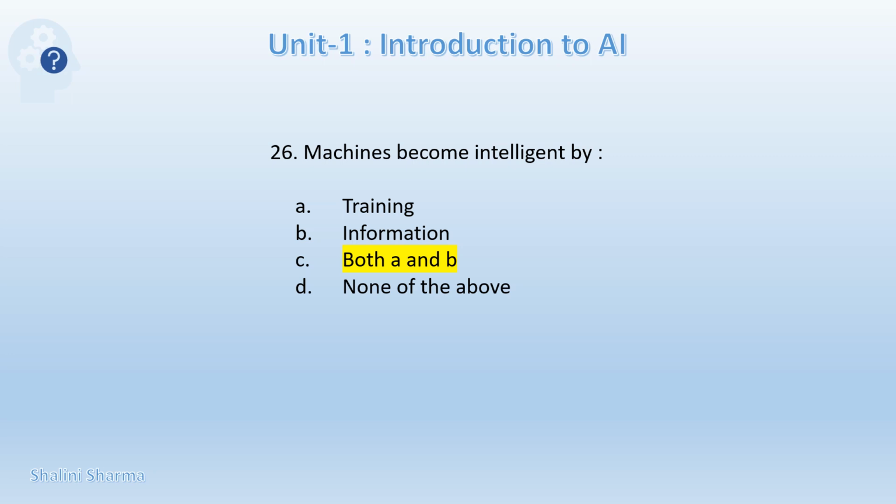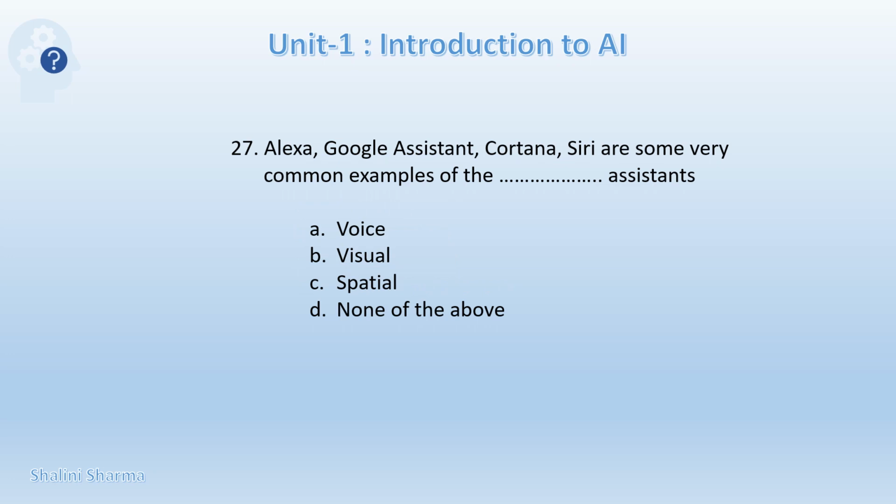So the correct option is C, both A and B. Alexa, Google Assistant, Cortana, Siri are some very common examples of dash type of assistants. Options are A. Voice, B. Visual, C. Spatial, and D. None of the above. And the correct response is voice assistant. Alexa, Google Assistant, Cortana, Siri, we all have seen them in our different types of devices and they take voice commands. So it is a voice assistant.